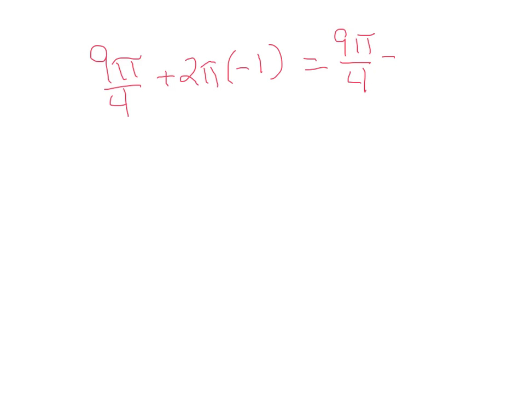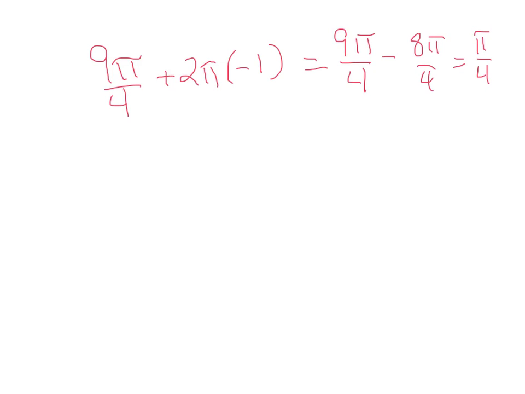Minus how many pi over 4? 2 pi is how many pi over 4? 8 pi over 4. And that gives me pi over 4. Okay, so that's still a coterminal angle that's positive. How would I get a coterminal angle that's negative? What would I need to do to get a coterminal angle that's negative? Like instead of negative 1, like negative 2.